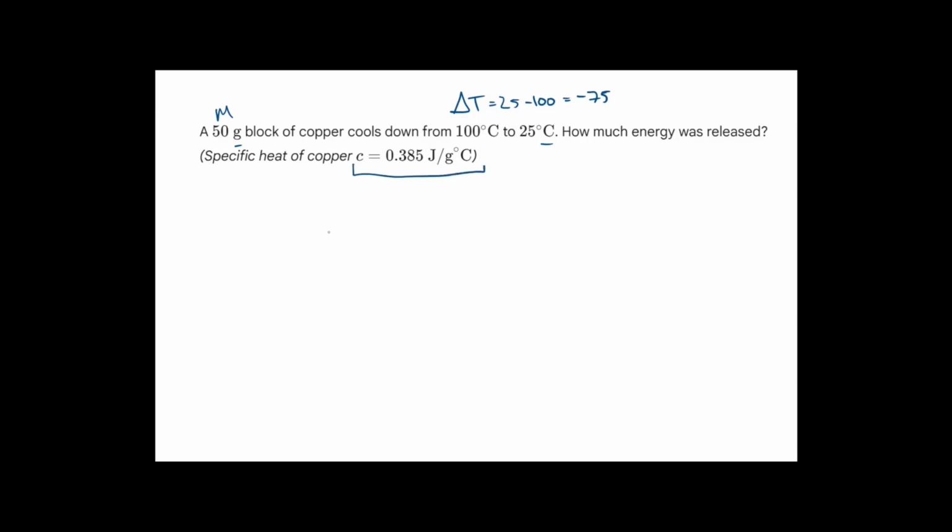And they quite helpfully give us the specific heat capacity of copper. Notice that it's a lot lower than water, so it's a lot easier to heat up a metal. So it's 0.385 joules per gram per degree Celsius, which is what we've got. So the answer is probably going to be in joules. So let's just do the maths.